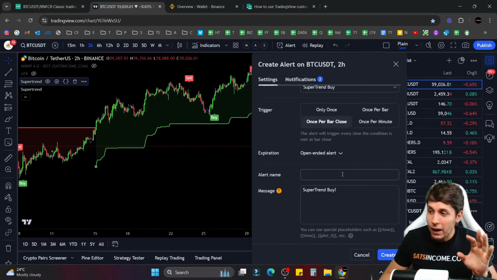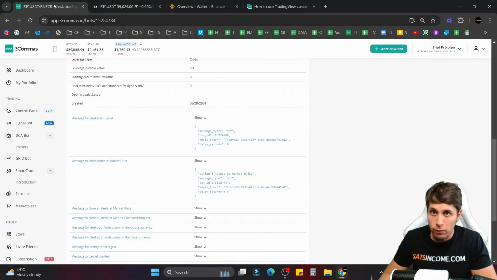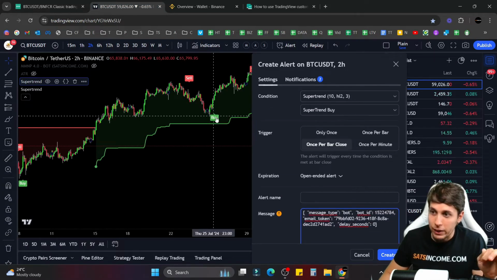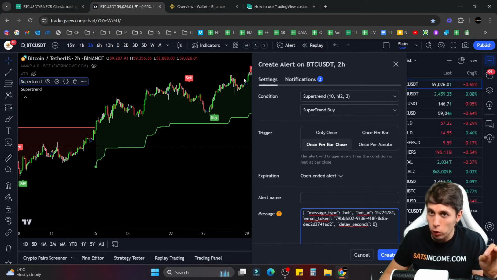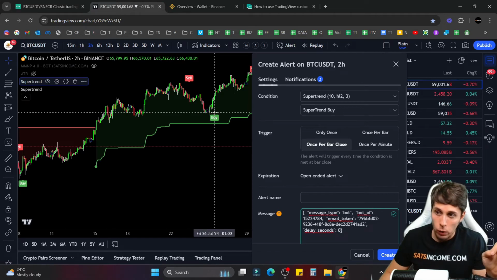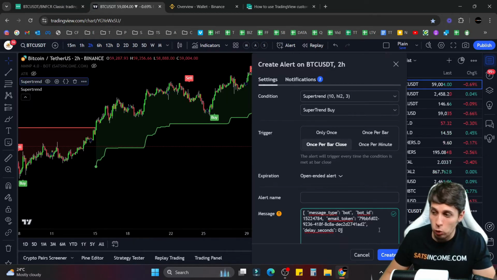Now we are coming to another very crucial step that you guys have to make sure you do. Message, where it says message, you have to go to 3Commas and copy this message for deal start signal. The very first message, you click on it in order to copy it and you paste it right here. What this is gonna do is that when this indicator sends a buy signal, the alert will be triggered, and this alert with this message and the webhook URL is gonna be connected to your bot and it's gonna trigger a trade, that start signal for a deal. And that's what you wanna do. You want when the indicator sends a buy signal for your bot to buy, right? That's what you want to do, and that's how you do it.